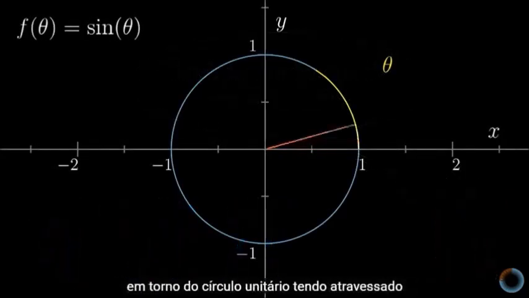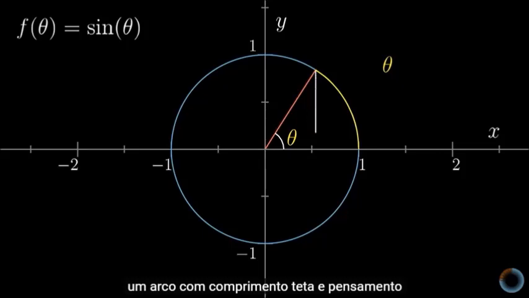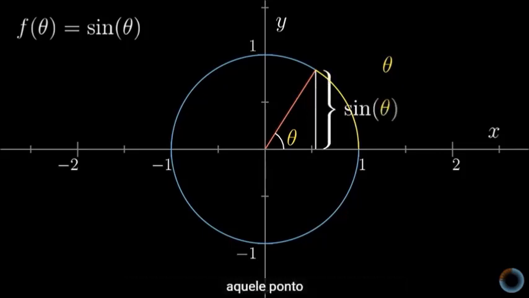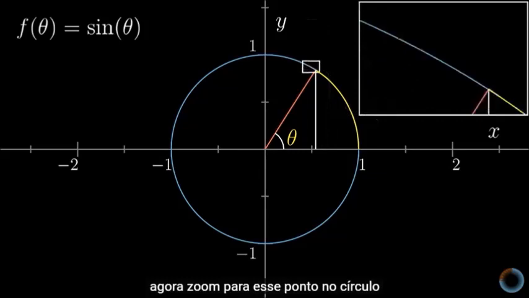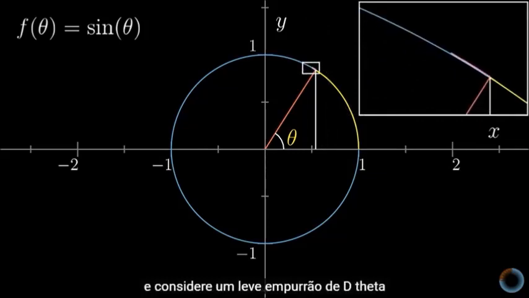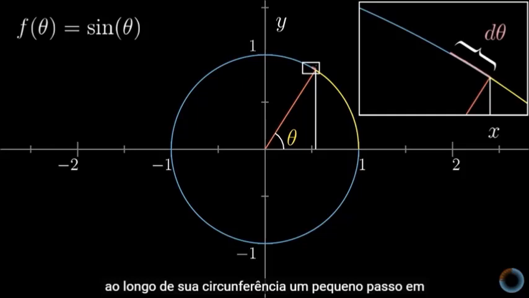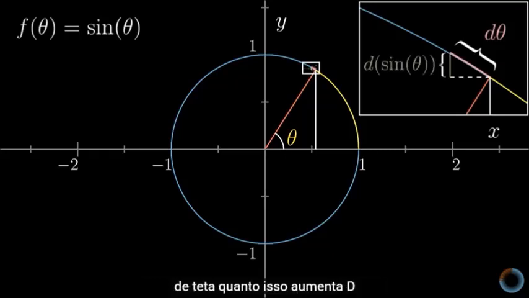So think back to that walk around the unit circle. Having traversed an arc with length theta, and thinking about sine of theta as the height of that point. Now zoom into that point on the circle, and consider a slight nudge of d theta along their circumference, a tiny step in your walk around the unit circle. How much does that tiny step change the sine of theta? How much does this increased d theta of arc length increase the height above the x-axis?